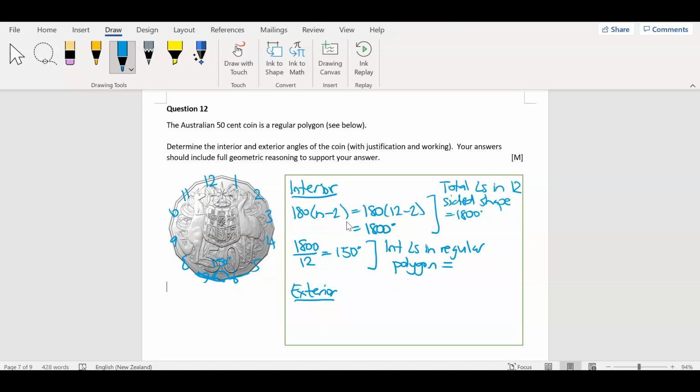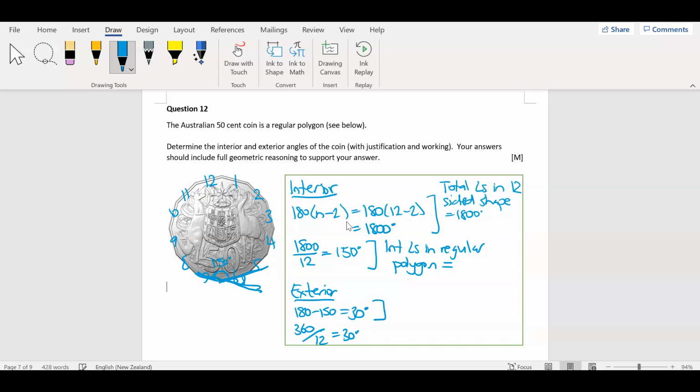The exterior angle is if we carry this side onwards, and we're going up like this, it's that angle that would sit in between there. So in our case, that would have been 180 minus the 150. So our exterior angle is 30 degrees. You might have also done 360 divided by 12. That would also have gotten you to the 30 degrees.